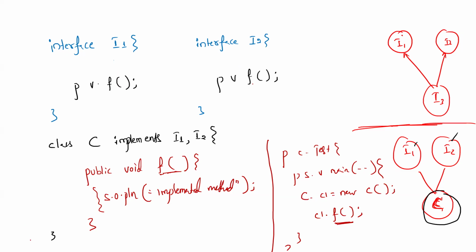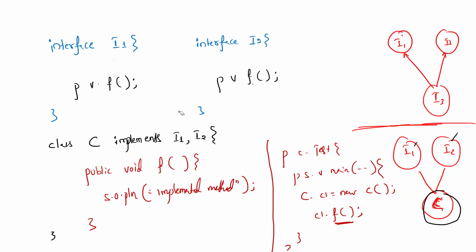So that is why, because this implementation is happening in class C only, therefore there is no problem of having two interfaces with the same method name with the same signature. But at a class level, the implementation can be different.